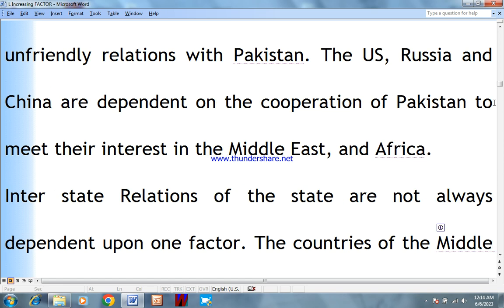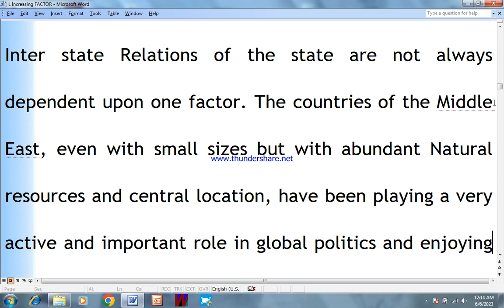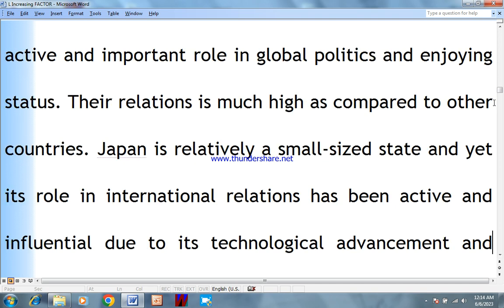The United States of America, Russia, and China are dependent on the cooperation of Pakistan to meet their interests in the Middle East and Africa. Interstate relations of a state are not always dependent upon one factor. The countries of the Middle East, even with small sizes, but with abundant natural resources and central location, have been playing a very active and important role in global politics and enjoying status. Their standing is much higher as compared to other countries.